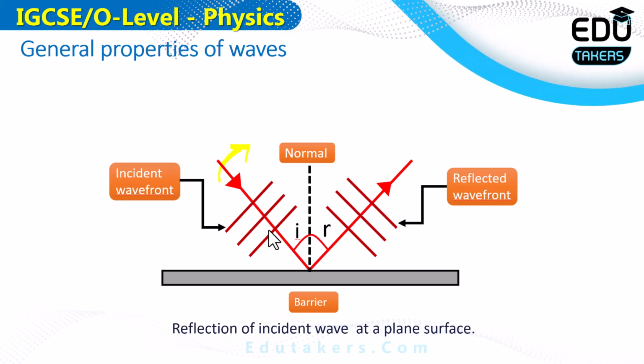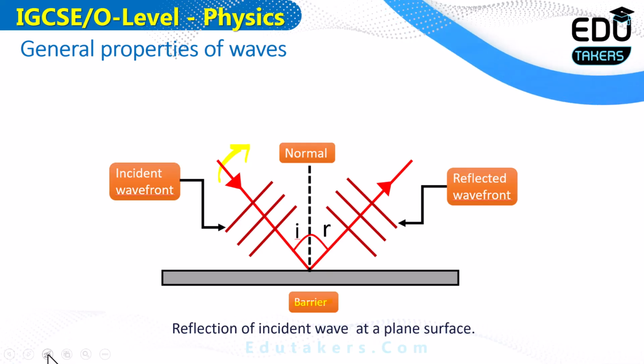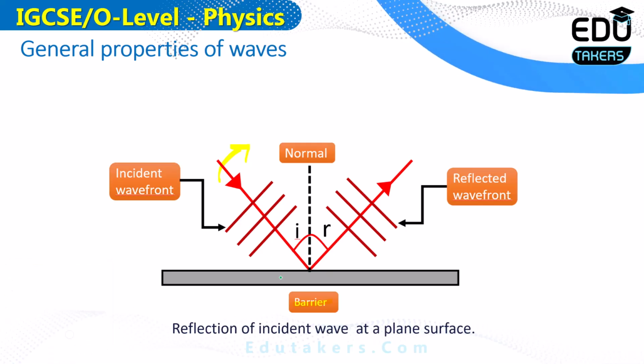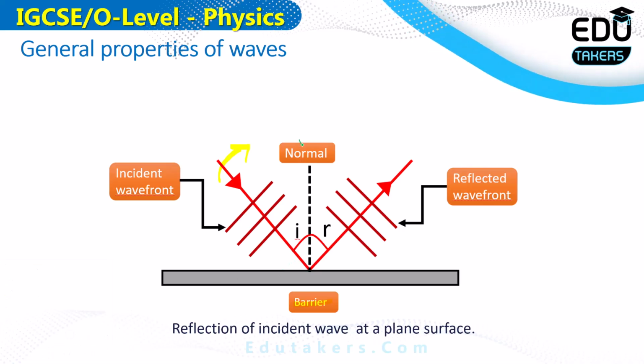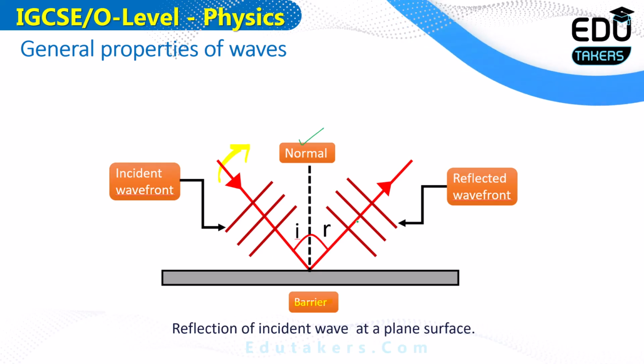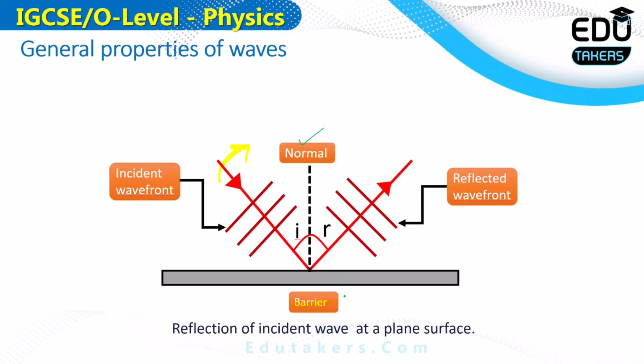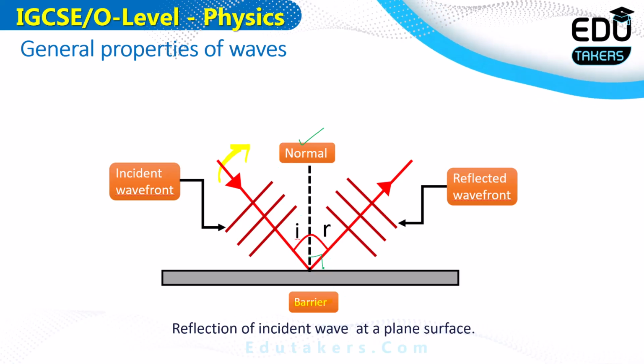When the incident wave comes here and strikes the barrier, what will happen? At the point where the incident wave strikes the barrier, you need to draw a line, which is called the normal line. This normal line makes an angle of 90 degrees with the barrier. You can see here the dotted line is the normal line because it makes an angle of 90 degrees with the barrier.